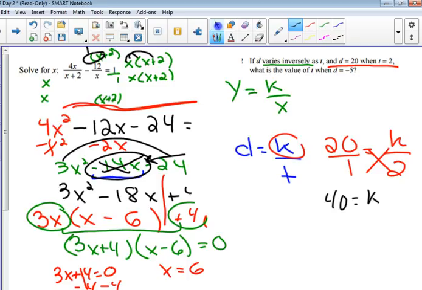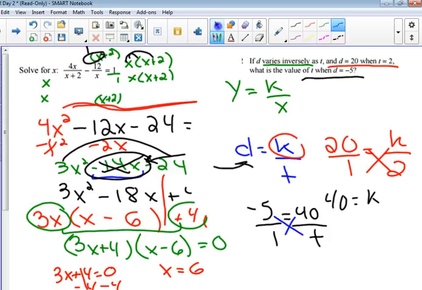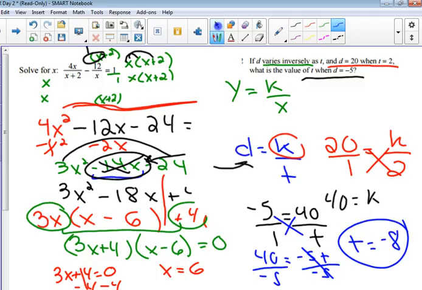So 40 equals k. Now, you're not done. They want you to find t when d is negative 5. So you're going to go back to your equation again. All right, sub everything in. So negative 5 is d, k is 40. We don't know what t is. Okay. Same problem. So now, cross multiply again. So 40 equals negative 5t. And you just divide by negative 5. Great. So what's your final answer? Good. Negative 8. Awesome.